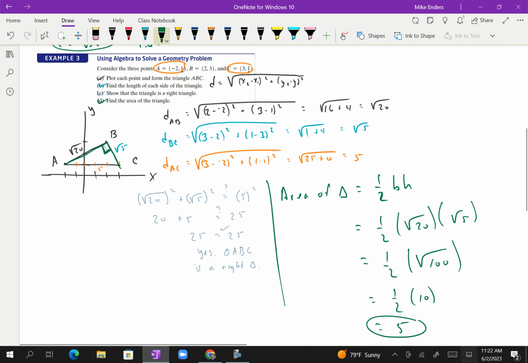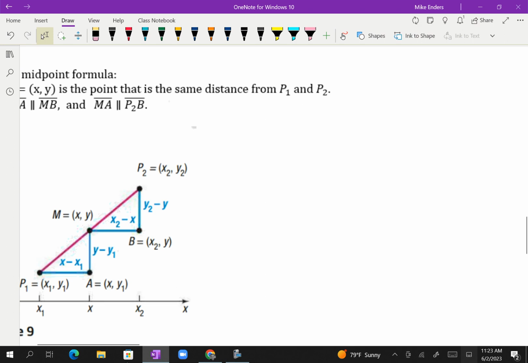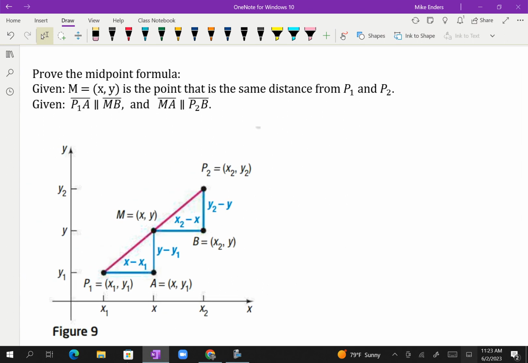So midpoint, if we think about what that sounds like, midpoint sounds like middle, and that's what we're going to do. We're going to find what is the middle between a set of points. And so if we take a look at this particular example here, we're going to prove the midpoint formula. And we say, given that M, so M would be the midpoint, that is (x, y), so that is this point here. We're going to prove the midpoint formula here.